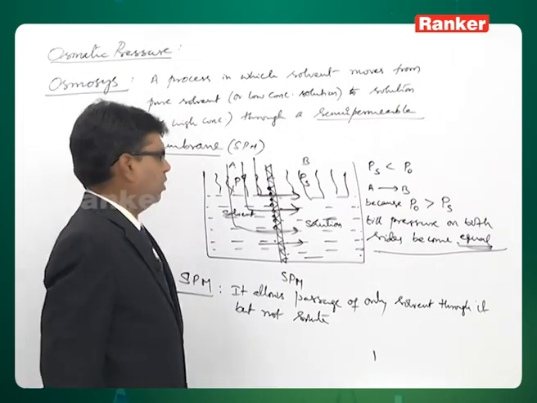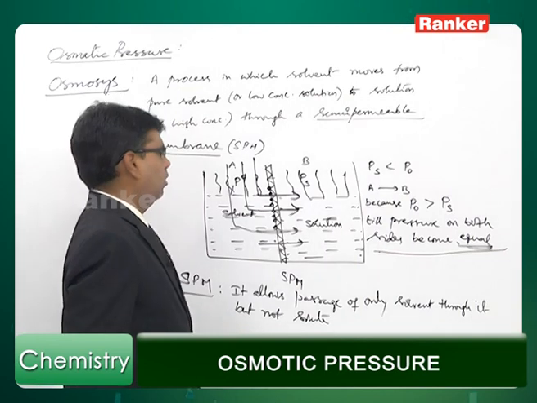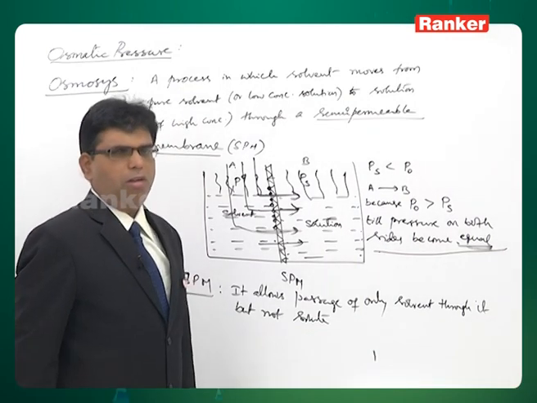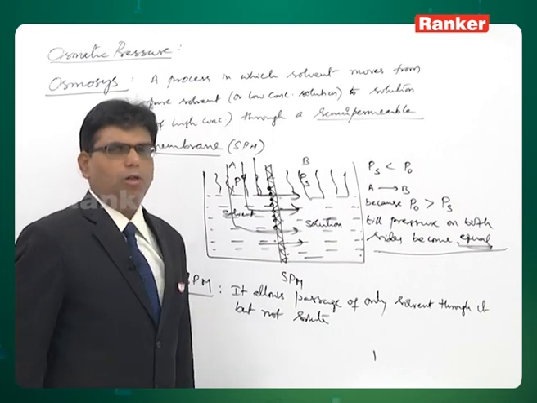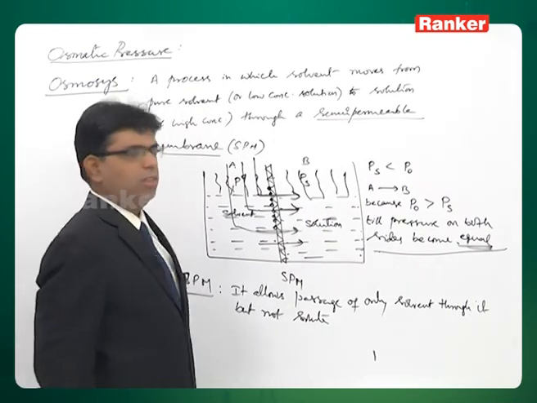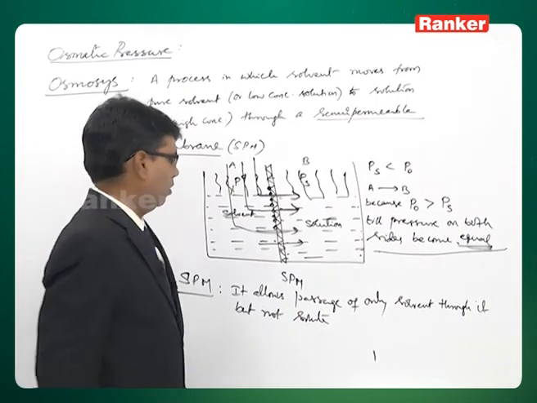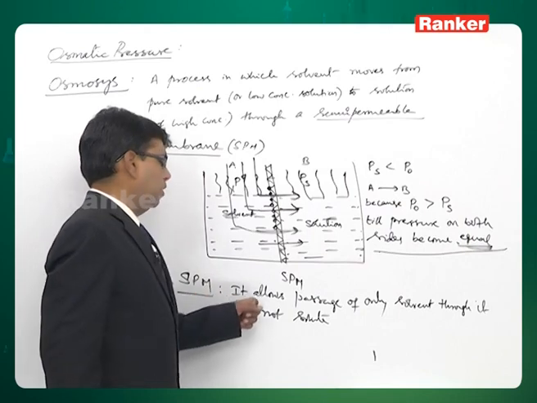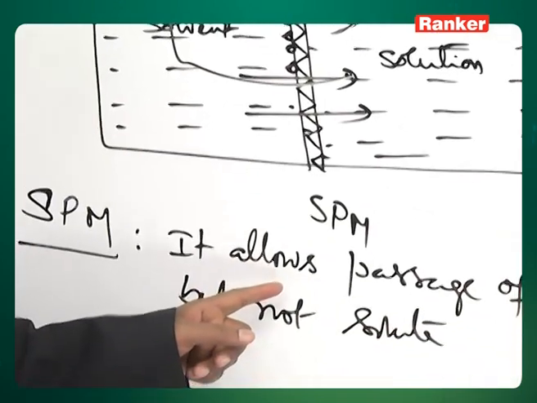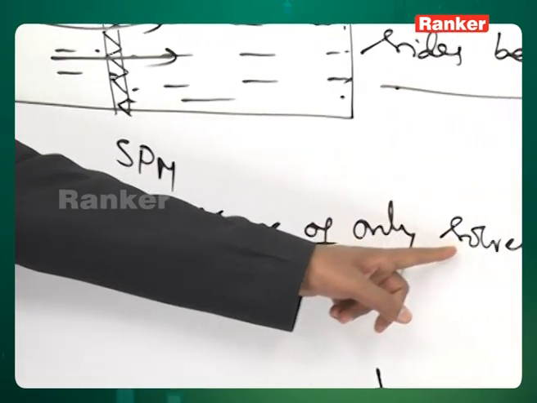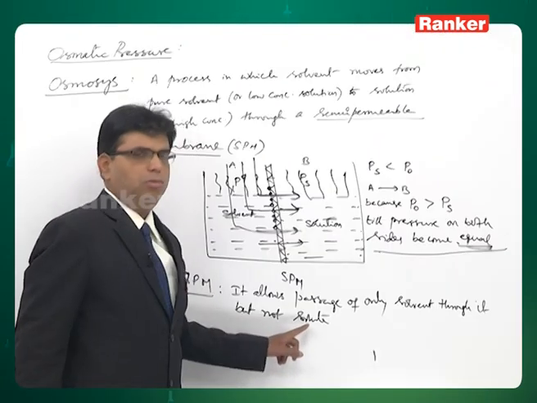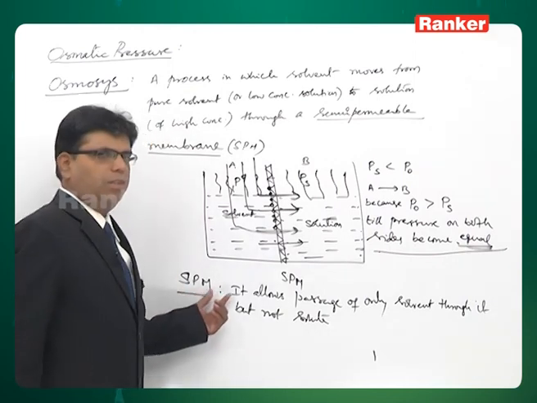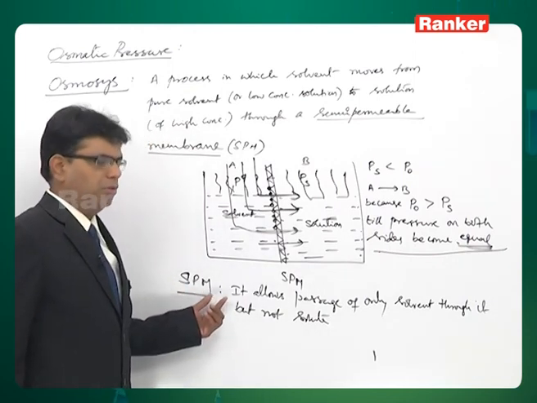The reason we call it as semi permeable means neither does it completely prevent the flow, nor does it allow the whole solution to flow. It allows only the solvent to pass through it. That is the reason we call it a semi permeable membrane. The selection of the membrane should be such that it should allow passage of only solvent through it, but not solute.